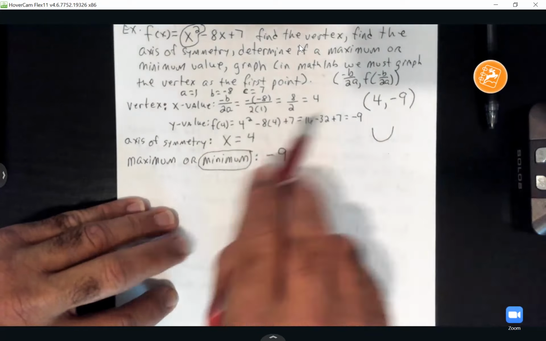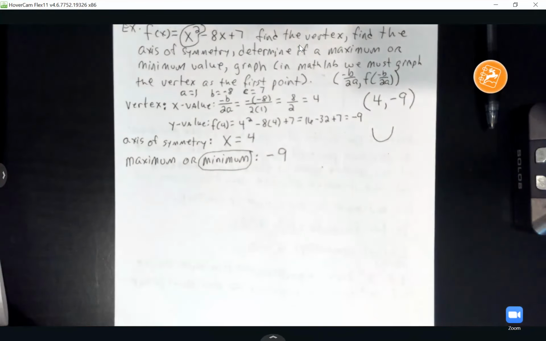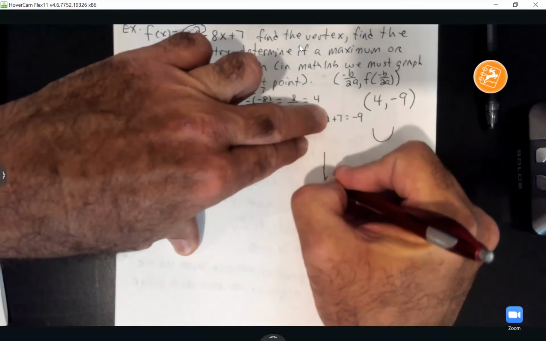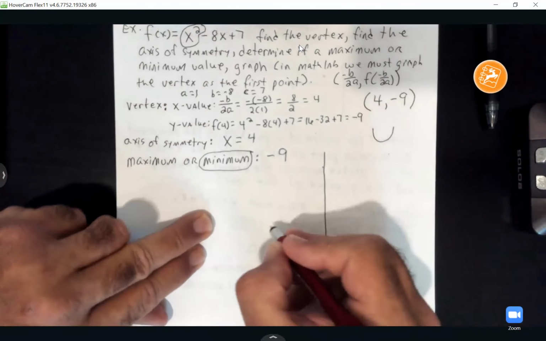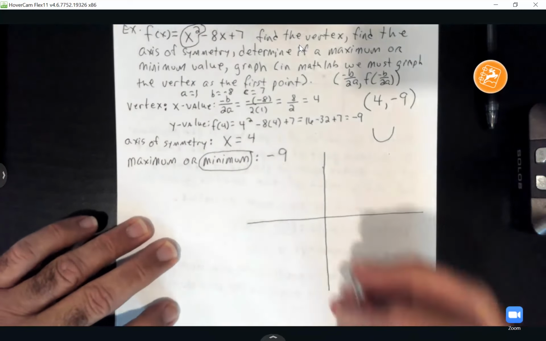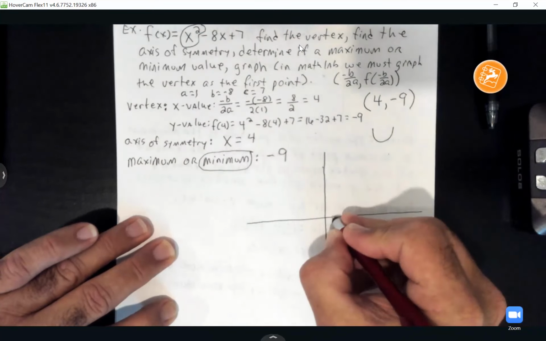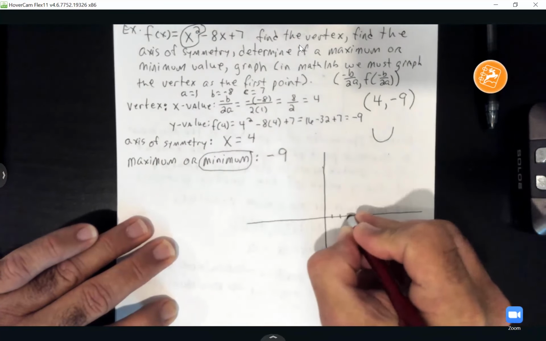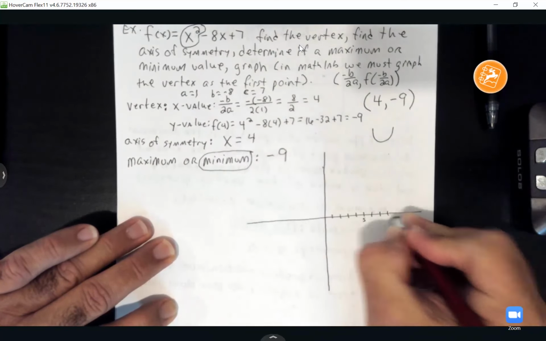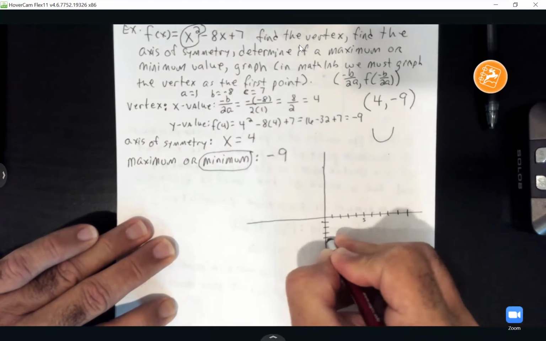All righty, y'all. Then it said graph it. So now if I was graphing this in MATLAB, let me draw my graph here. All righty, y'all. So let's go. I'm going to go out about 10 each way, I guess. There's 5, 6, 7, 8, 9, 10. And then the same thing going down.